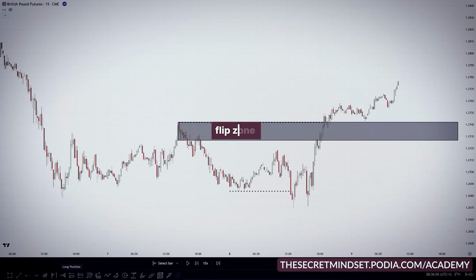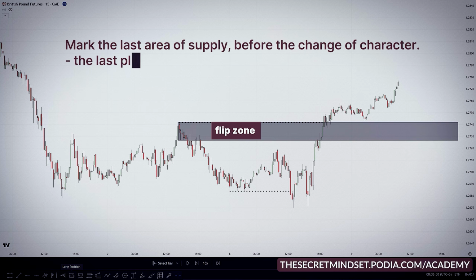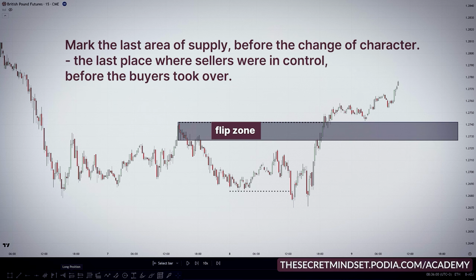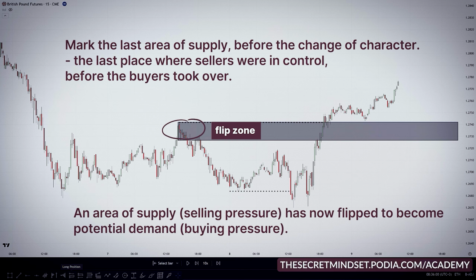Then we identify the last area of supply, before the change of character. This area becomes significant because it's the last place where sellers were in control before the buyers took over. This area is marked as a possible new demand zone. This is a key price action concept. An area of supply, meaning selling pressure, has now flipped to become potential demand, meaning buying pressure. Big players often use these areas to enter trades.